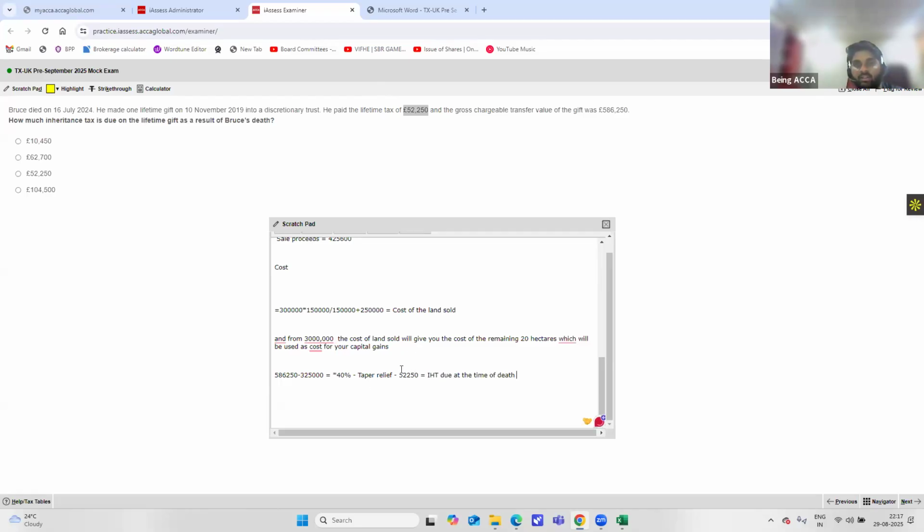Yes, that is right. Taper relief is at 40%. So is that clear? Because most of you do the calculation right, but forget to deduct the lifetime tax that is deductible. So that is the only point that you should keep in mind. All right, clear until here. Let's move to the next question. Any doubts?